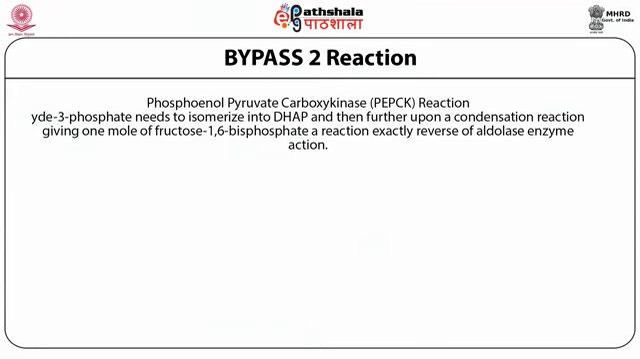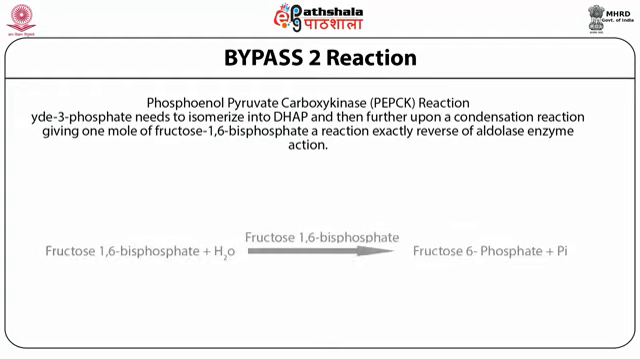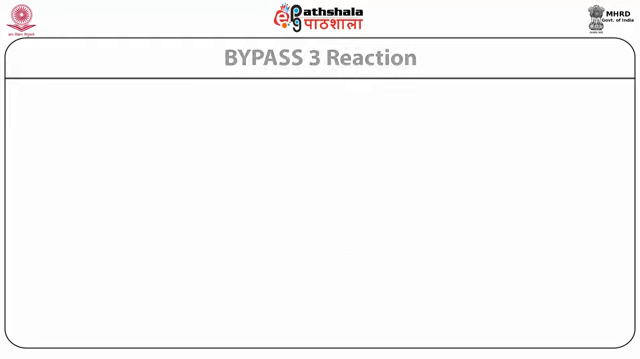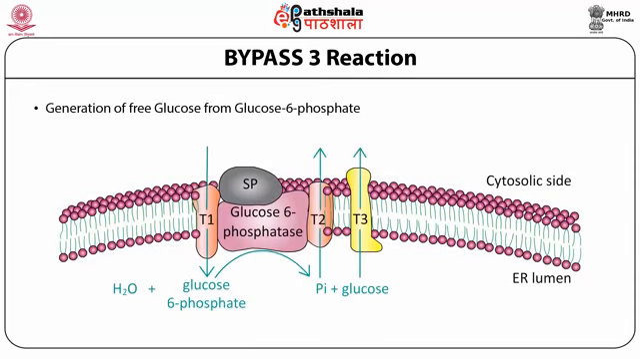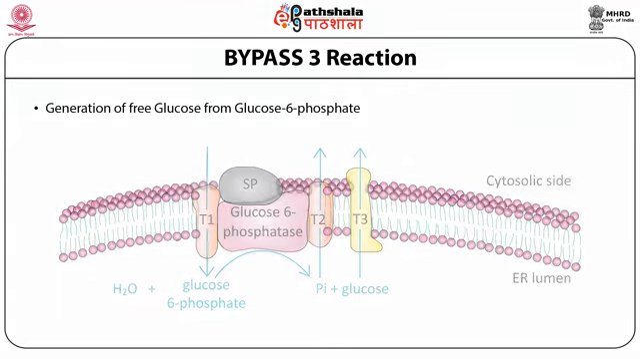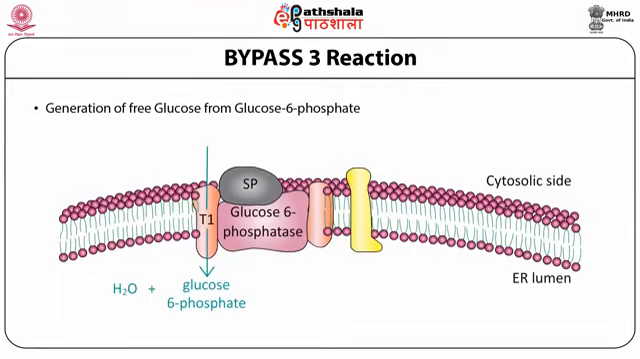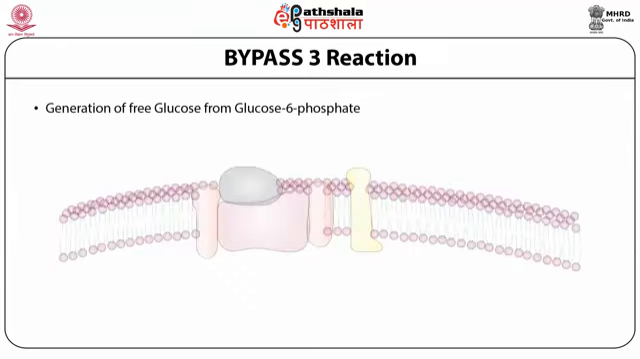It is a simple hydrolysis reaction and is catalyzed by the enzyme fructose 1,6-bisphosphatase, which converts fructose 1,6-bisphosphate to fructose 6-phosphate, releasing inorganic phosphate. This slide shows bypass reaction 3. It is again a simple hydrolysis reaction and is catalyzed by the enzyme glucose 6 phosphatase.